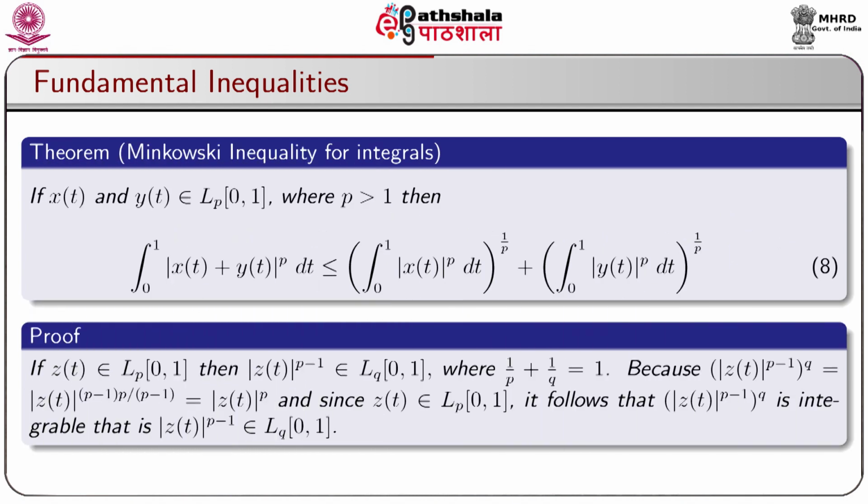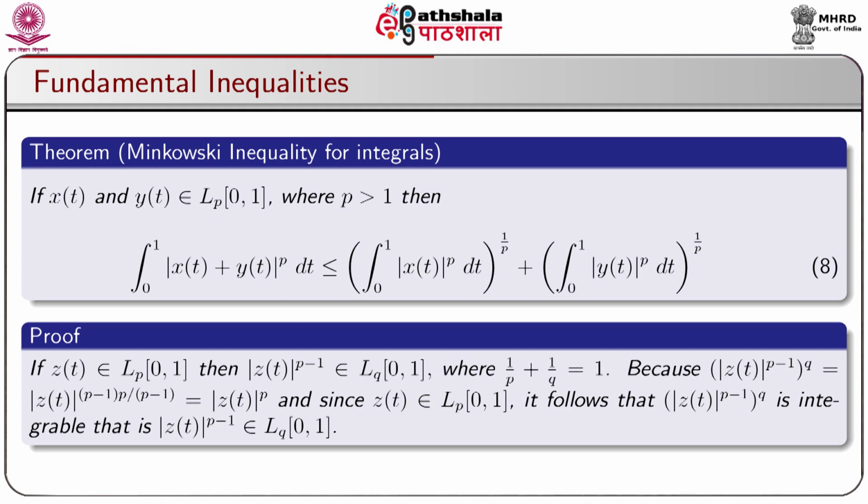Now, there is another important inequality known as Minkowski inequality for integrals. If functions x(t) and y(t) belong to capital L p [0,1], where p is greater than 1, then the integral from 0 to 1 of |x(t) + y(t)| to the power p dt, whole to the power 1 by p, is less than or equal to the integral from 0 to 1 of |x(t)| to the power p dt, whole to the power 1 by p, plus the integral from 0 to 1 of |y(t)| to the power p dt, whole to the power 1 by p. This inequality's number is 8.